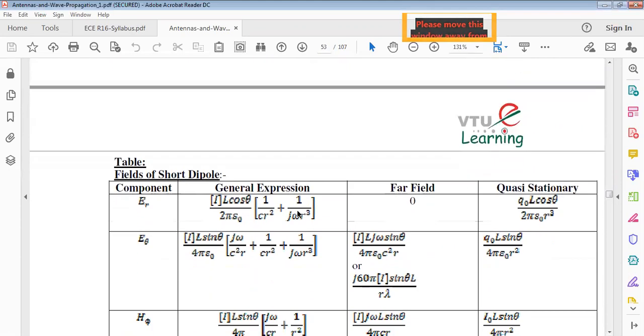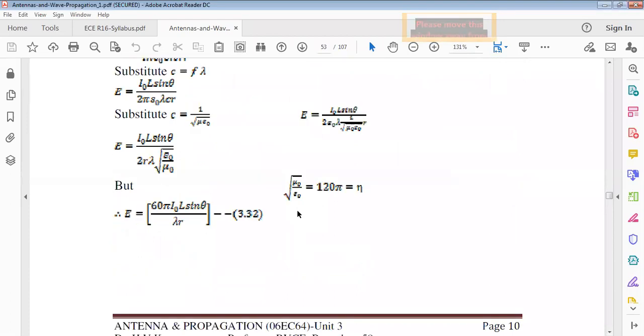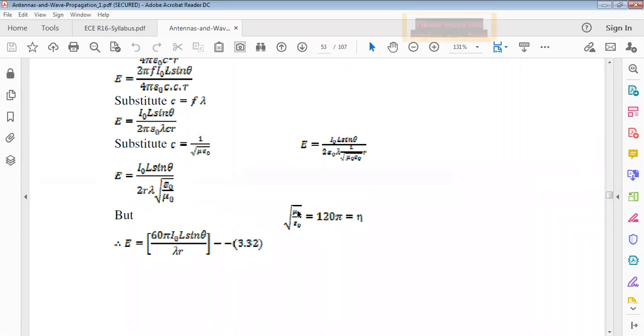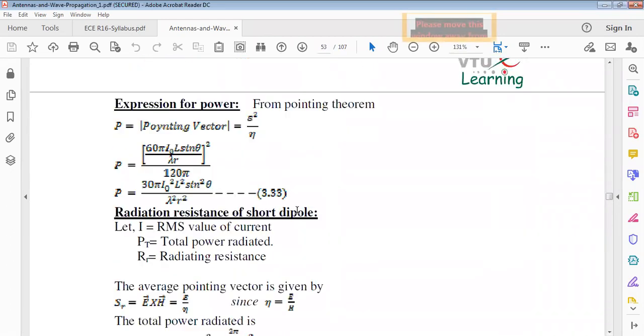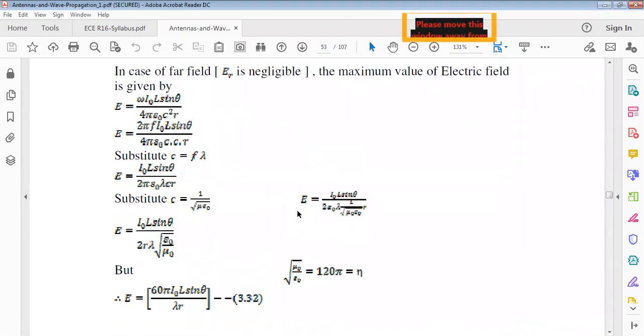These are the field components. Alternative expression for field E. See here. Upon simplification, omega equals 2πf. It contains 2π as the constant term. See here, a equals omega I naught L sin theta by 4 pi epsilon naught c square r.